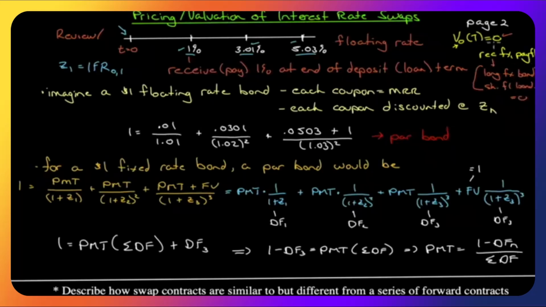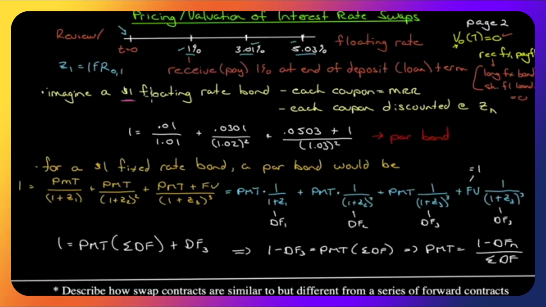So how do we get the value of the swap to equal 0? We find a rate, a fixed rate, such that a long fixed bond with that rate would be equal to the price of a short floating rate bond. We're helped out by the fact that a floating rate bond at inception is a par bond. Let me show you why.